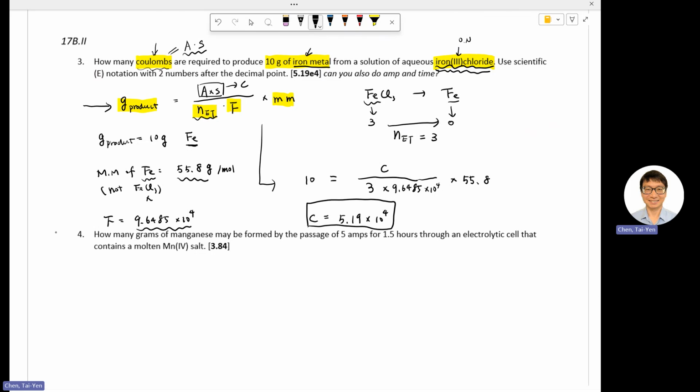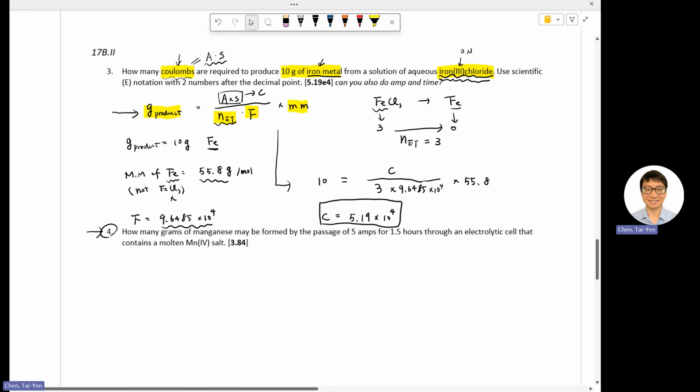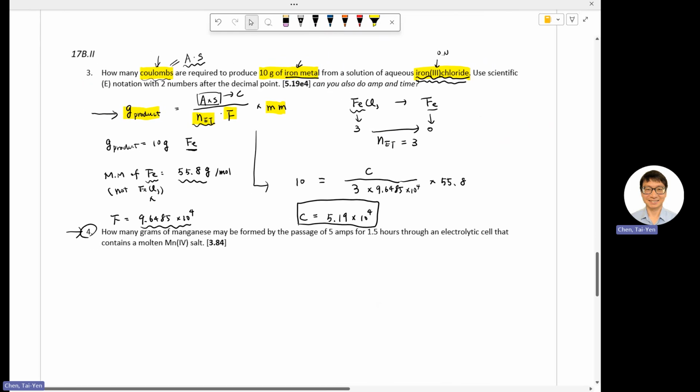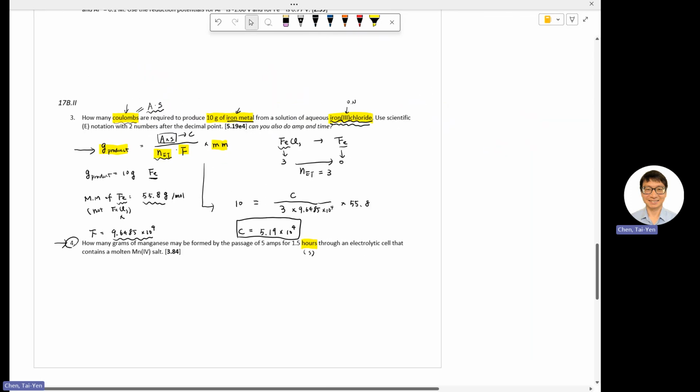So you can go back home and try to solve question number 4 by yourself. The only thing you want to be careful about is that here it is actually hours, but you will need to use seconds to do all the calculation. All right, so that is the first topic that we want to go through today.